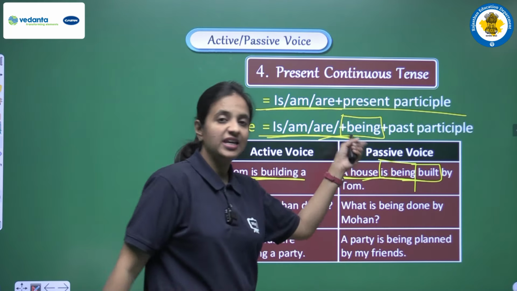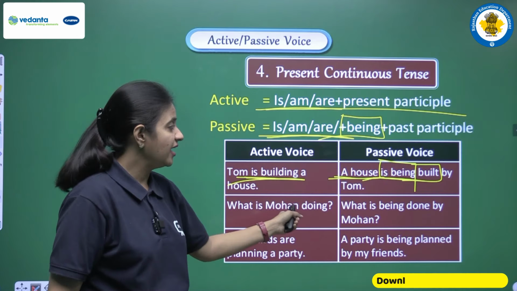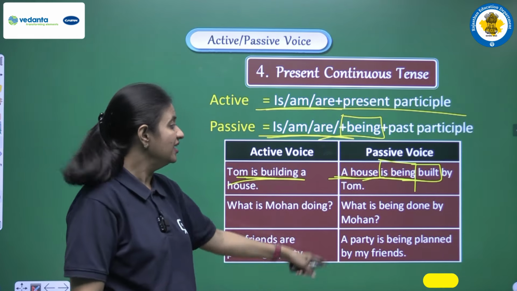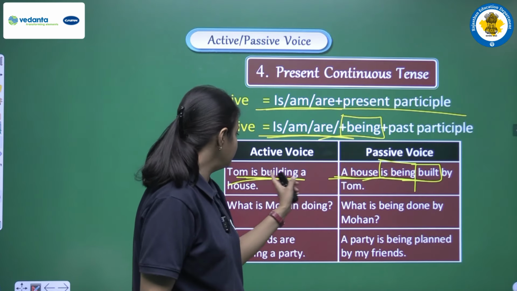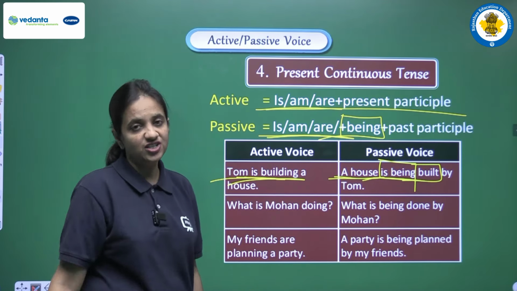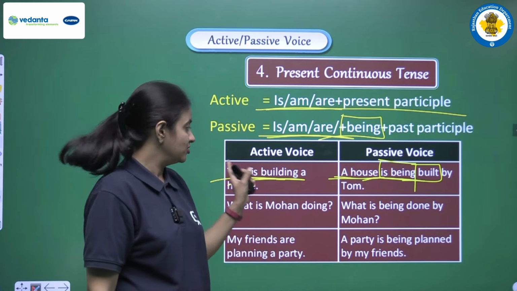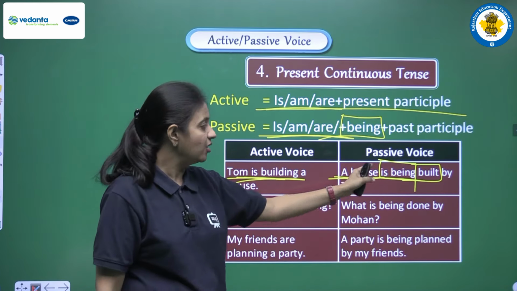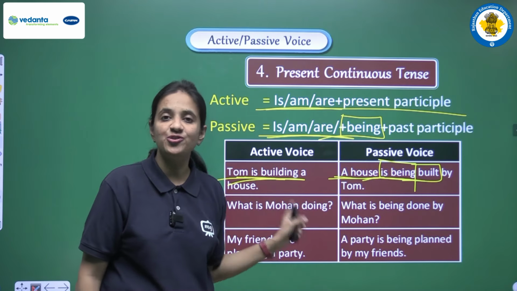Third form of build is built. Okay, so we have to change is, are, am to is being, are being and am being. So we are writing is being, then third form of build is built. Tom is a noun, so there will be no change and we will write by Tom. So sentence is Tom is building a house. Passive voice will be a house is being built by Tom.